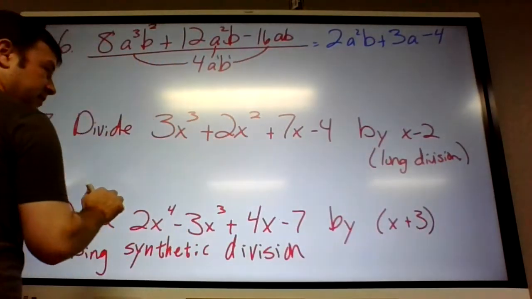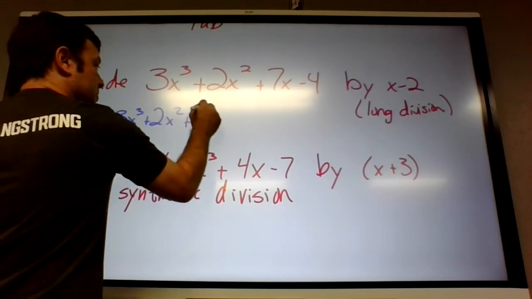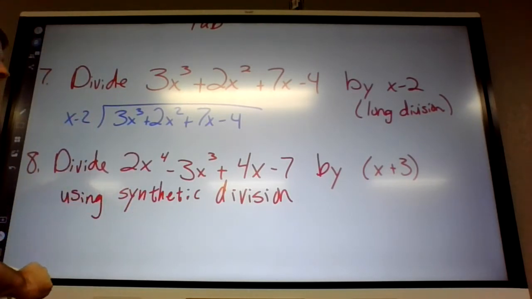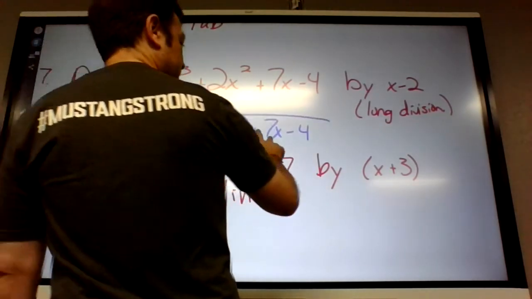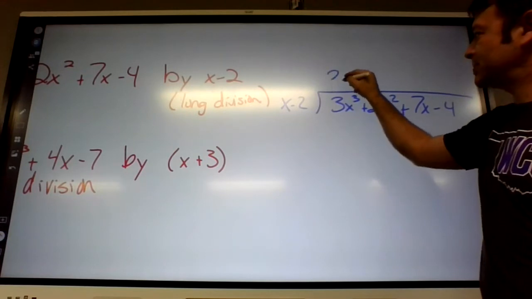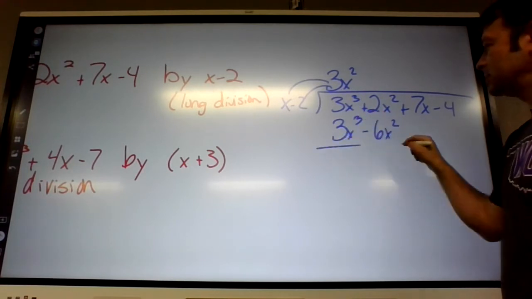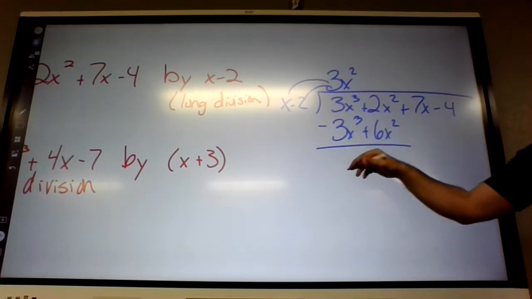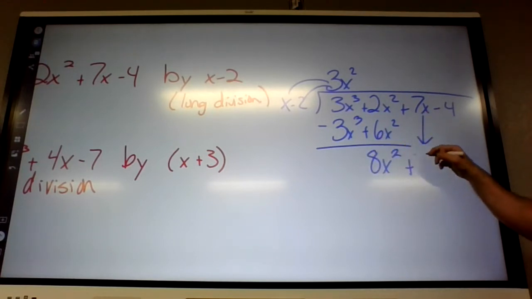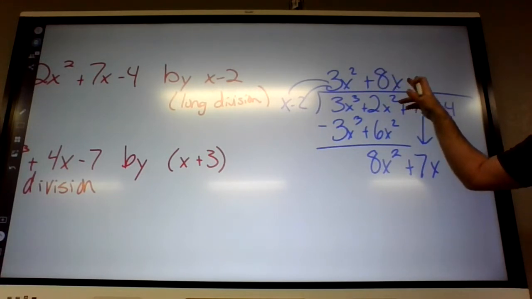Okay, long division. I didn't leave any room here, that was a mistake. See if I can slide this. Yeah, there we go. Okay, you do 3x cubed divided by x is 3x squared. You do 3x squared times those. And then you subtract the bottom line. That minus that. When you minus a minus it becomes a plus. 2 plus 6 is 8x squared. Bring down the next term. Start over. What's 8x squared divided by x? 8x. 8x times this stuff.